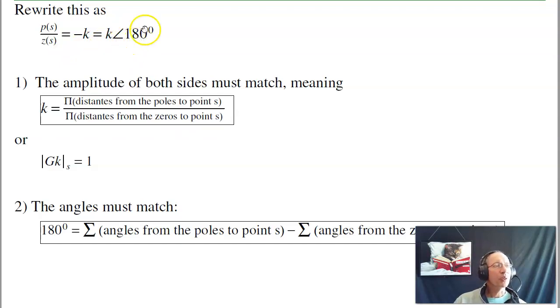For the root locus, the angle is what's important. This says that any point on the s-plane where p of s over z of s equals 180 degrees is a point on the root locus. A graphical way to interpret that is the angle from the poles to s minus the angle from the zeros to s. If those angles add to 180 degrees, that's a point on the root locus.